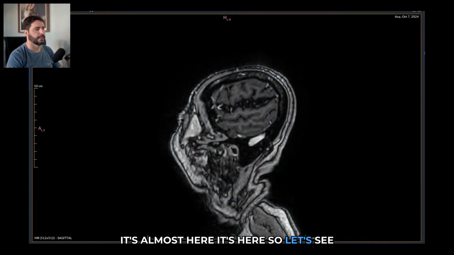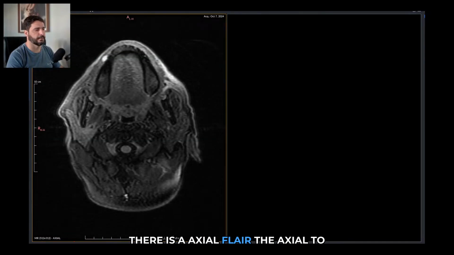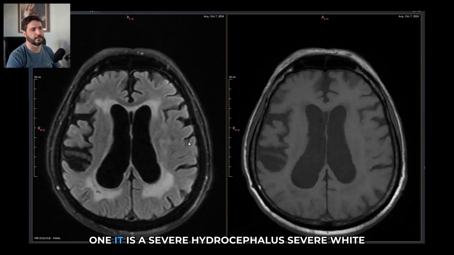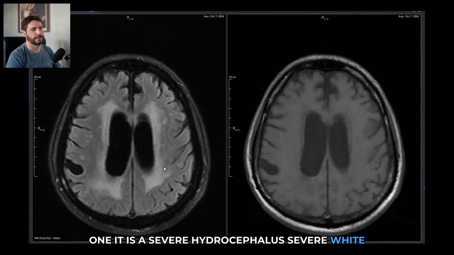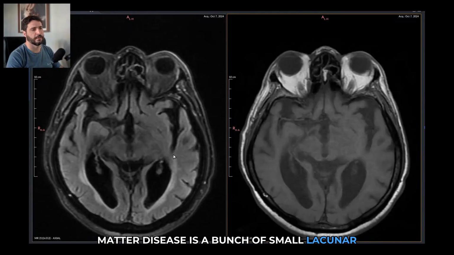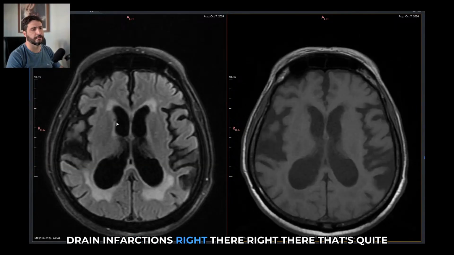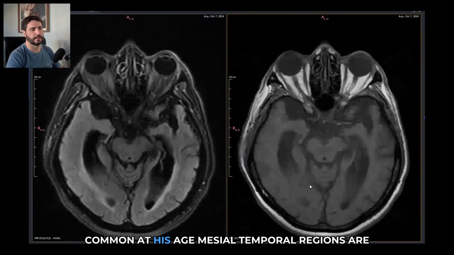So let's see. There is an axial FLAIR, an axial T1. There is severe hydrocephalus, severe white matter disease, a bunch of small lacunar brain infarctions right there, right there. That's quite common at his age.